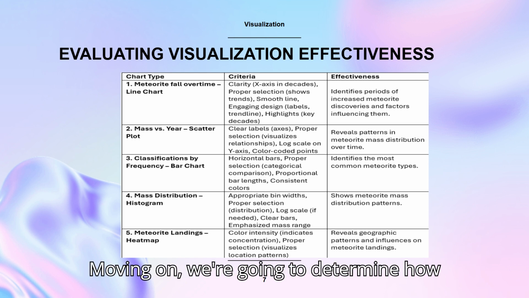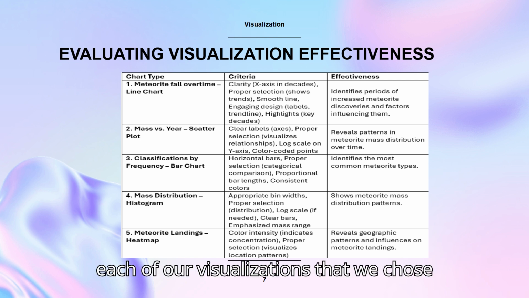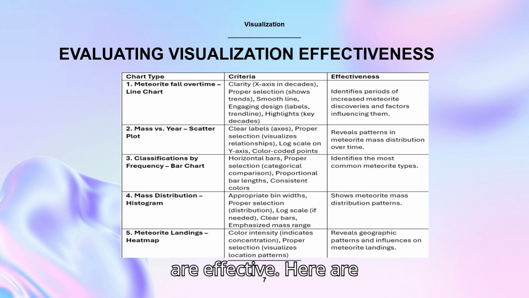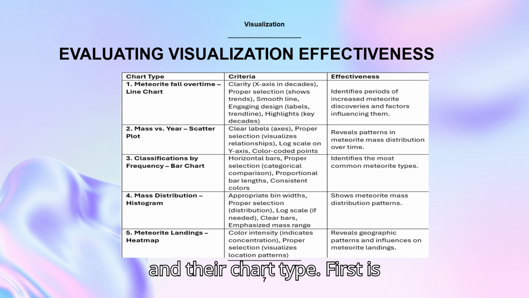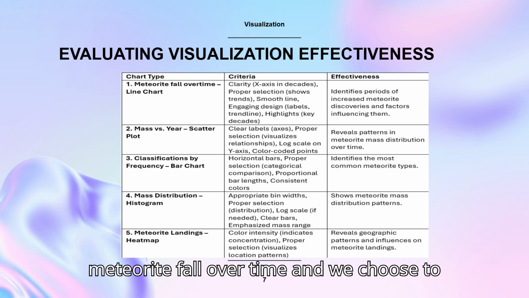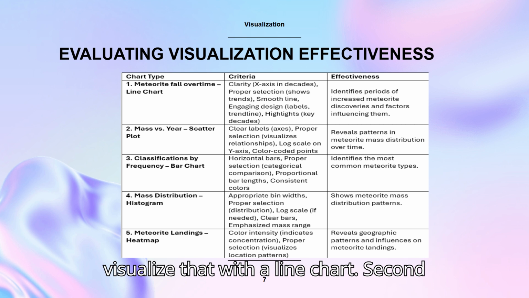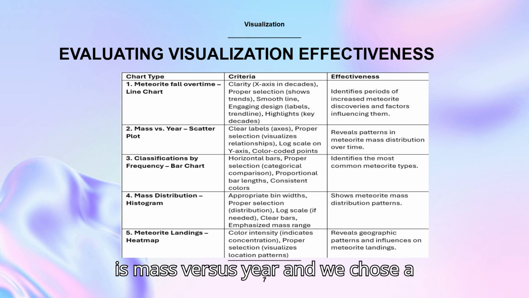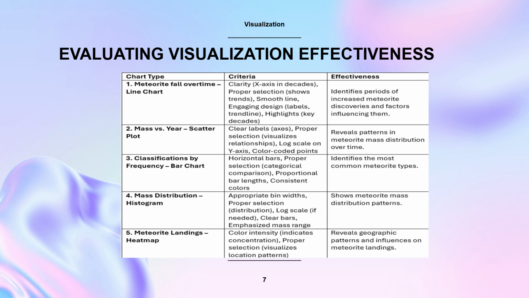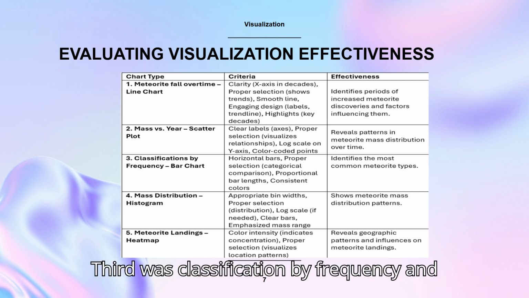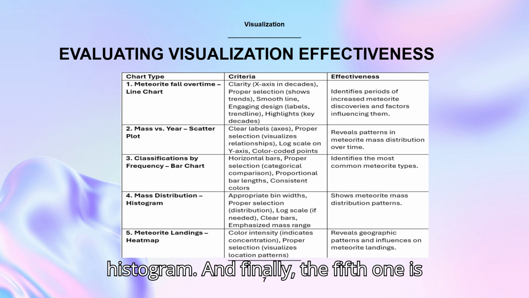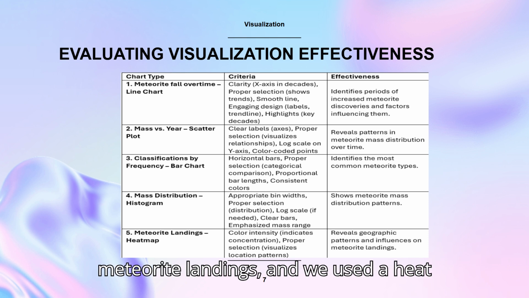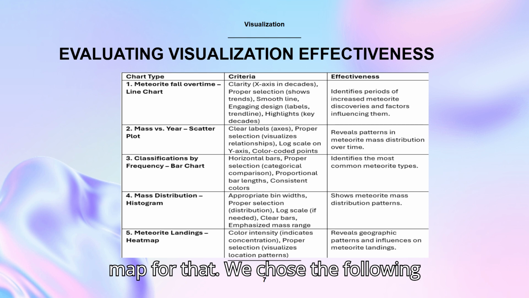Moving on, we're going to determine how each of our visualizations that we chose are effective. Here are the 5 things that we chose to analyze and their chart type. First is meteorite fall over time, and we chose to visualize that with a line chart. Second is mass versus year, and we chose a scatter plot for that. Third was classification by frequency, and we used a bar chart for that one. Fourth was mass distribution, and we used a histogram. And finally, the fifth one is meteorite landings, and we used a heat map for that.